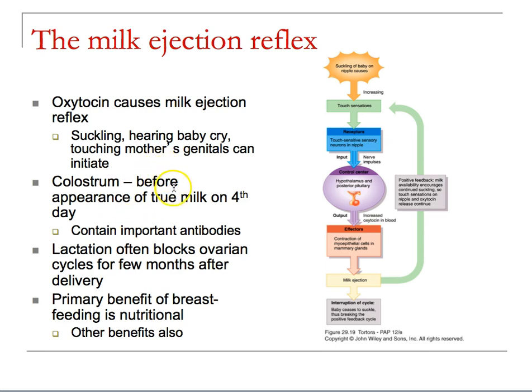Colostrum is, of course, the first thing that's let down. The true appearance of milk actually doesn't happen until about the 4th day of milk let down. And what's important here is the antibodies that are inside of it. Those antibodies will be the first mechanism that will aid in the development of the immune system inside of the now newborn.